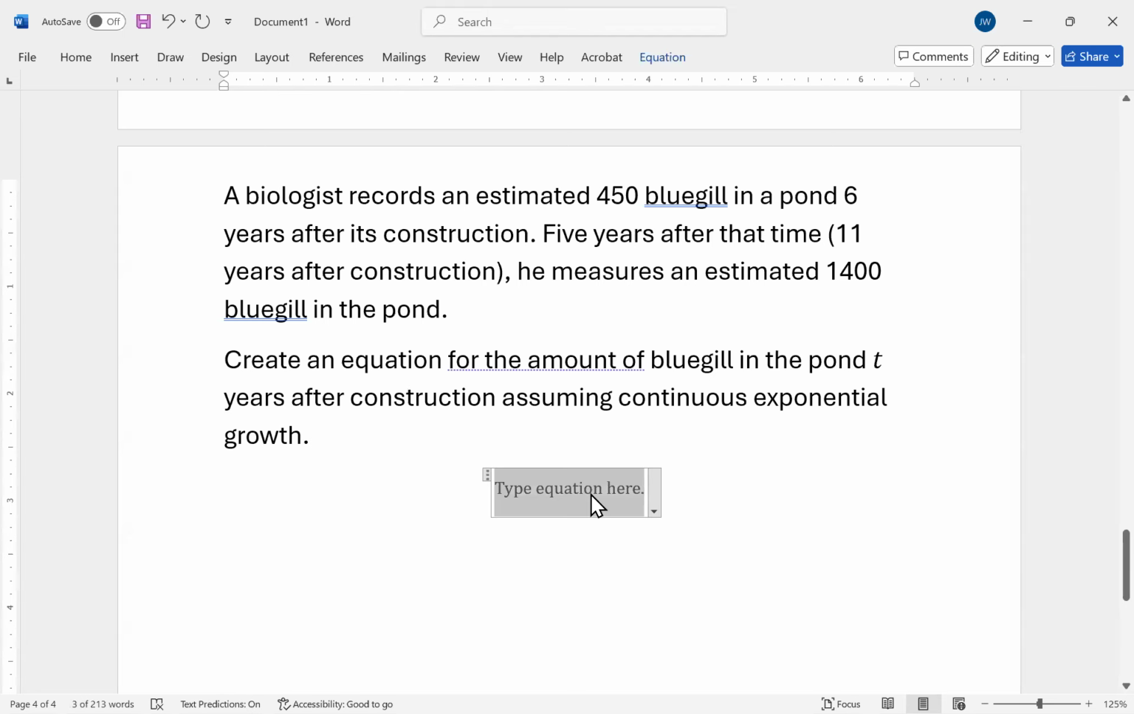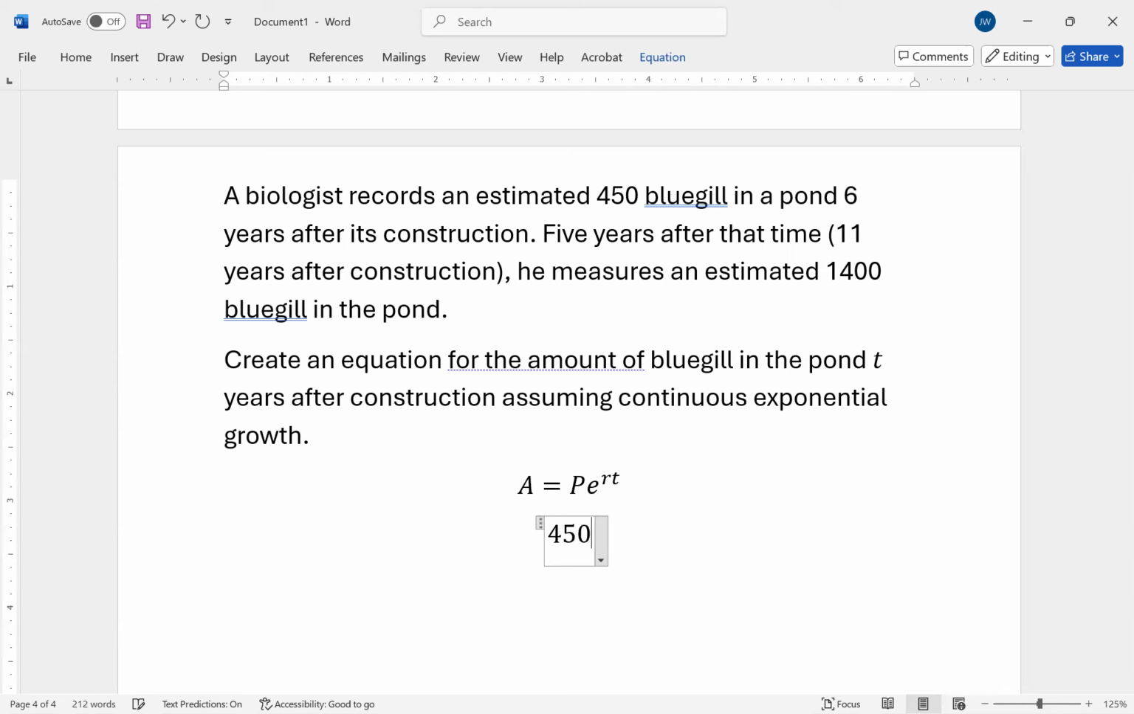All right, so we know that since it's continuous exponential growth, the equation is going to be something of the form A equals P times e to the RT. Now, the T here is going to stand for years after construction. So we know a couple of things. We know that 450 bluegill are in the pond 6 years after construction.